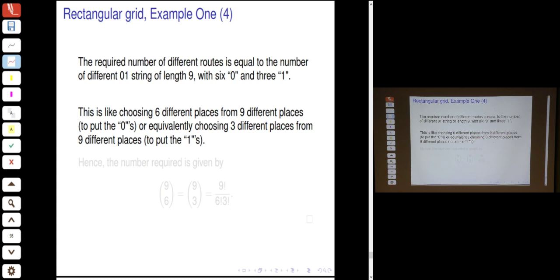Equivalently, you choose 3 different places out of 9. The 3 different places are those where you are going to put a 1. So the number will be the same. In short, the number required is given by 9 choose 6, which is the same as 9 choose 3. So it is this number. I didn't simplify, but you can simplify it.